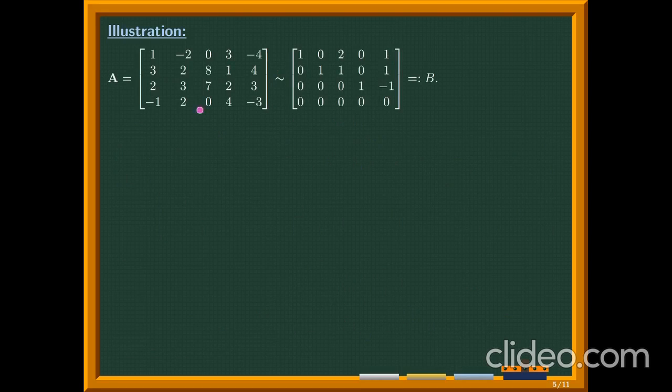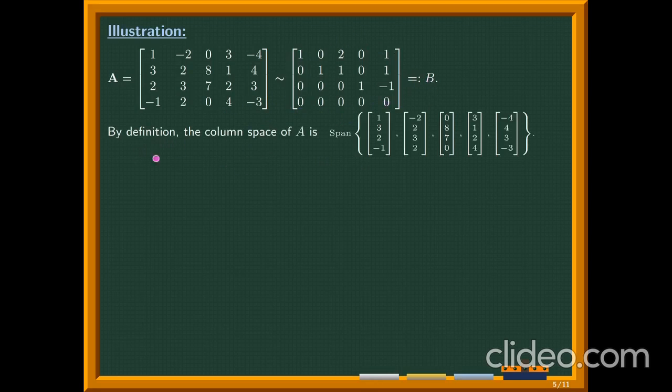So from our last computation, we have this row equivalence. Let's call this matrix in reduced row echelon form matrix B. By definition, the column space of matrix A is the subspace spanned by the columns of A. There are 5 columns, so we have 5 vectors in the spanning set.